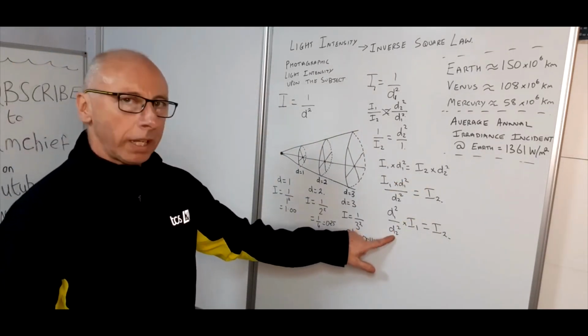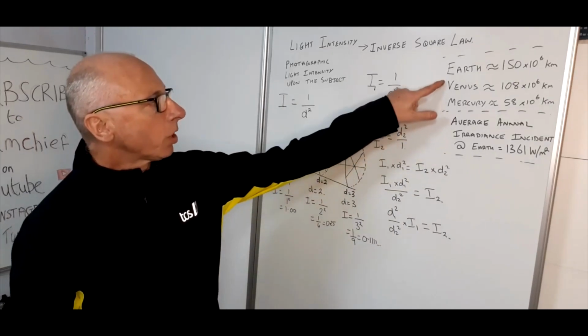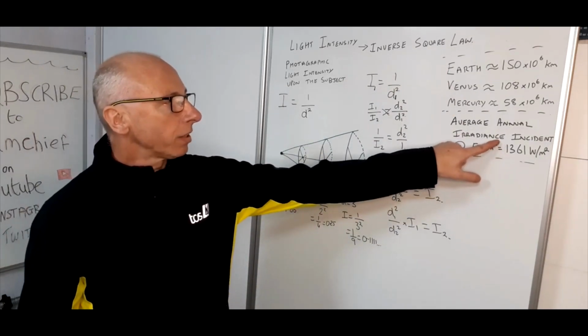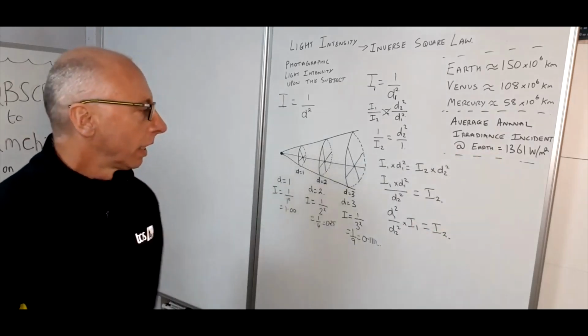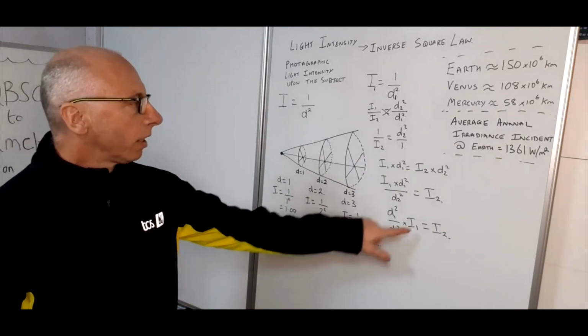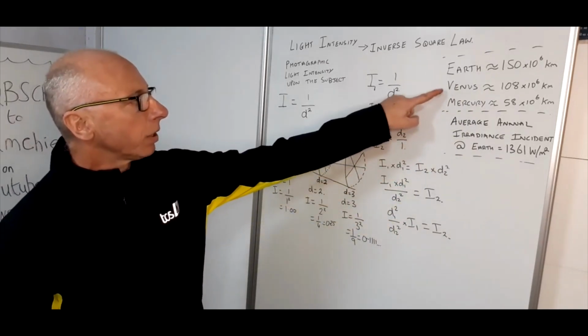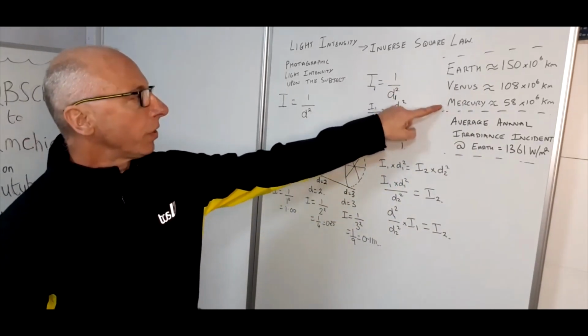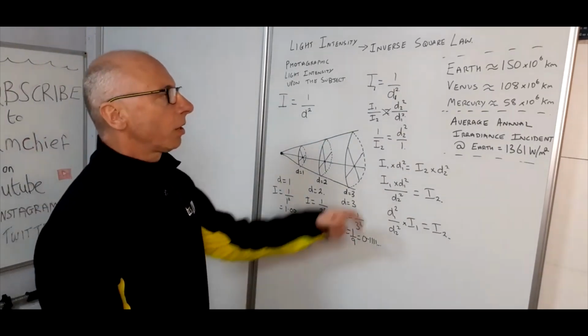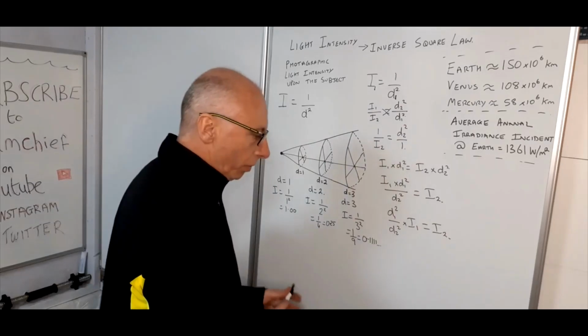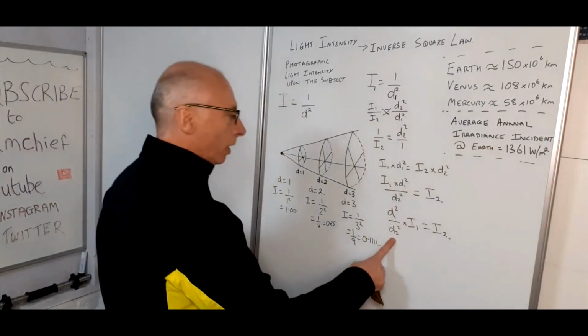So now we can make good use of this formula, because we've got all the distances and we've only got one of the irradiance incident, which is at the Earth. So if we put these values into this formula, then we can work out the power of the sun on each one of these. So let's work out the one at Mercury first. I'm just going to rub these out now, just keeping this formula.